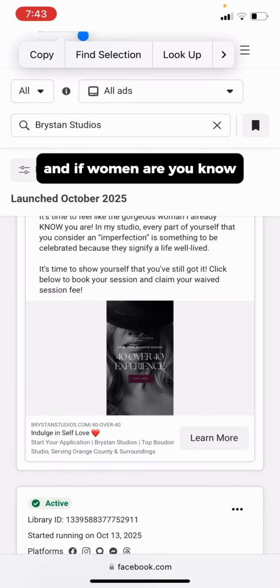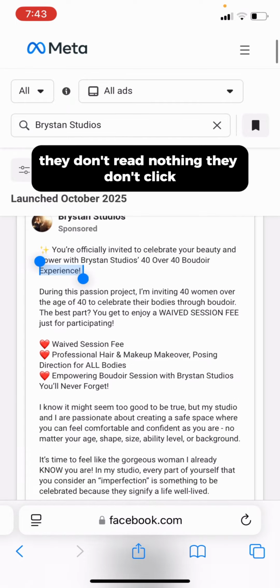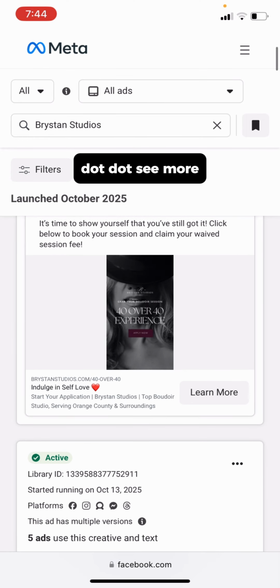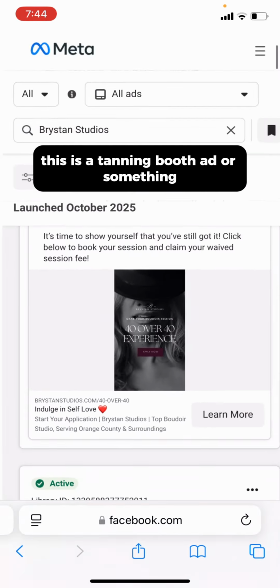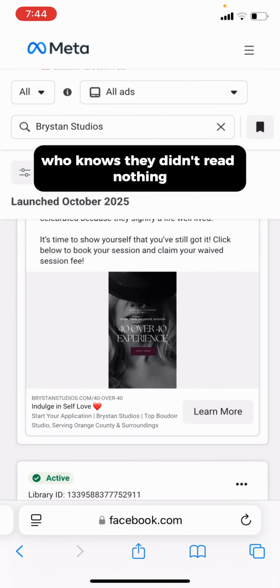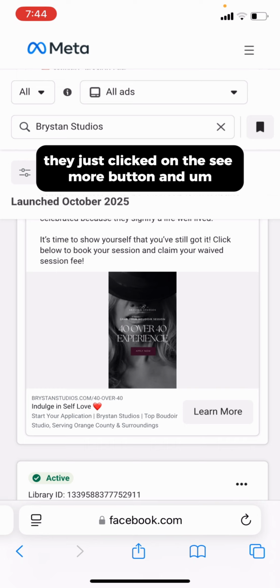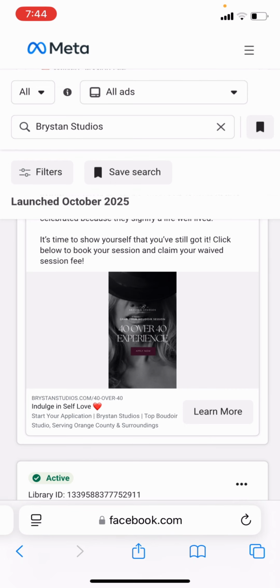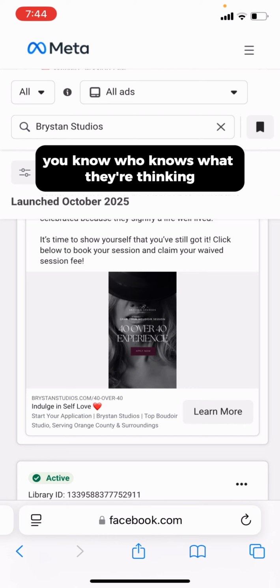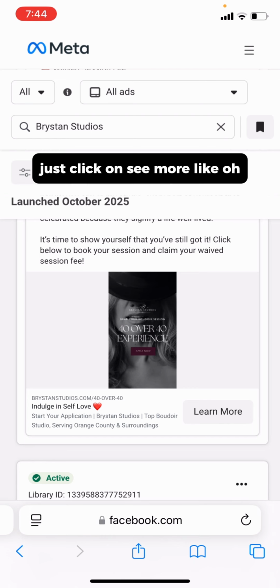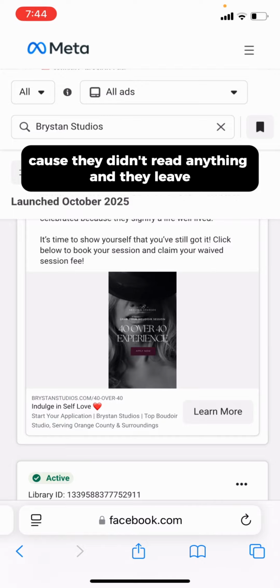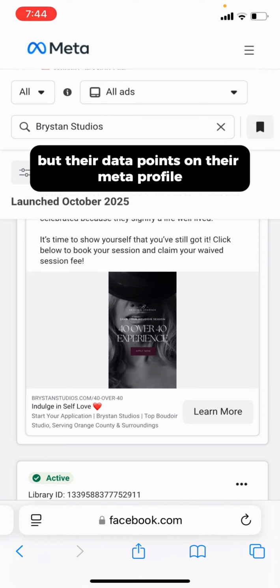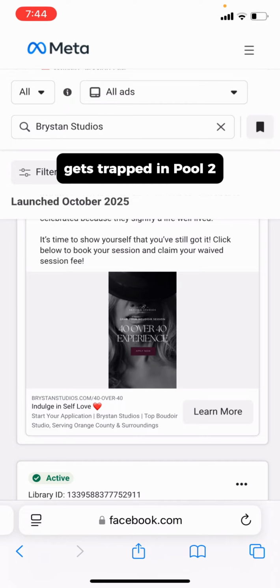And if women are, they don't read nothing, they don't click to see more, maybe they think, who knows? Maybe they think this is a tanning booth ad or something. They didn't read nothing. They just clicked on the see more button, and who knows what they're thinking? They just click on see more, like, oh, not what I expected, not what I wanted. Well, of course, because they didn't read anything, and they leave. But their data points on their meta profile gets trapped in pool 2.